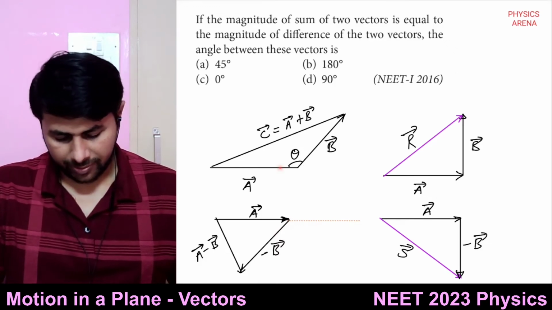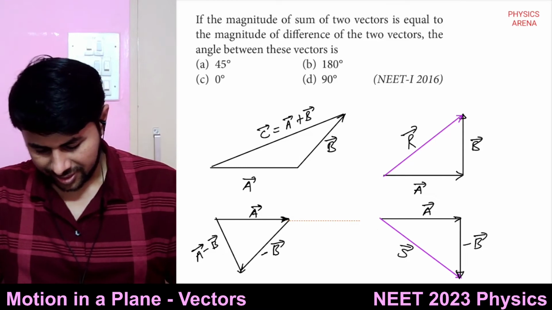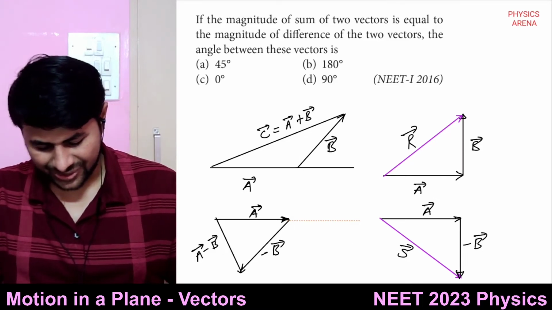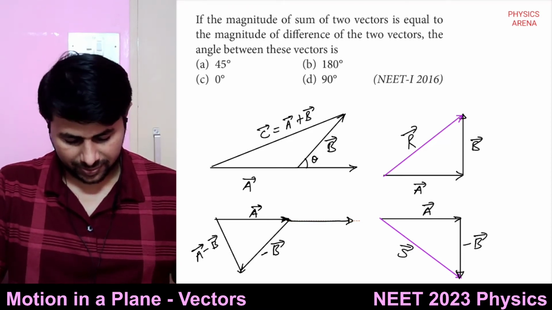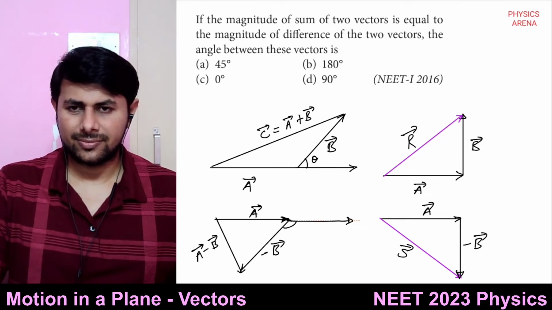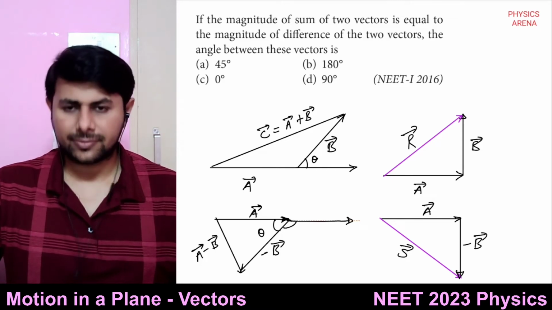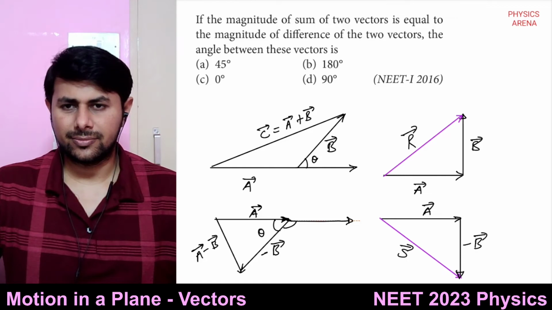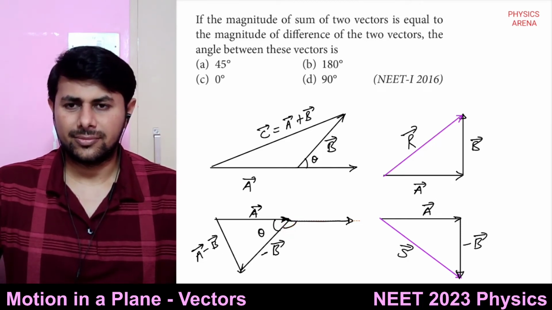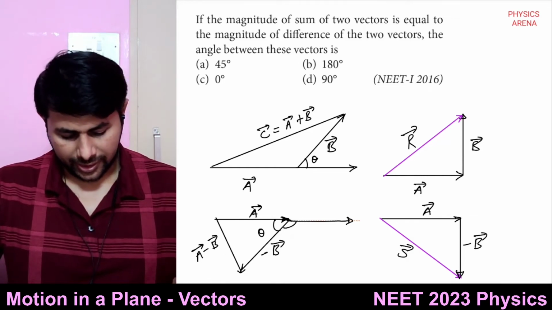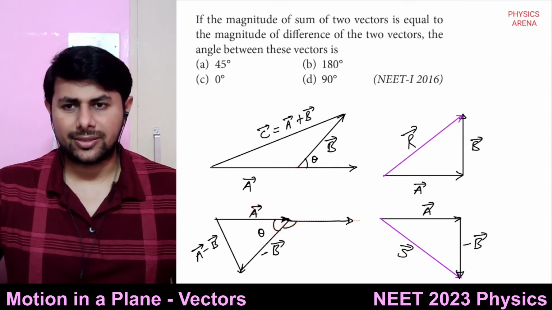How much is the angle between A bar and B bar? I made a mistake there. A bar is directed along this line. So this is the angle between A bar and B bar. How much would be the angle between A bar and minus B bar? Okay, so this angle will be theta. Yes, sir. So this angle would be 180 minus theta. Okay, I can draw this minus B bar here itself. So this angle is equal to theta, and this angle is 180 minus theta. Right?